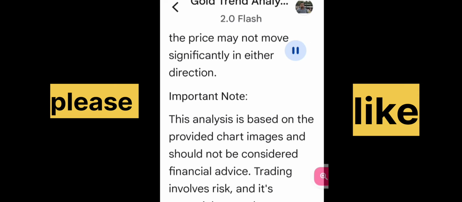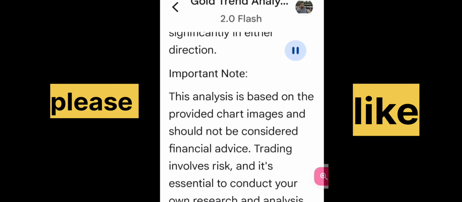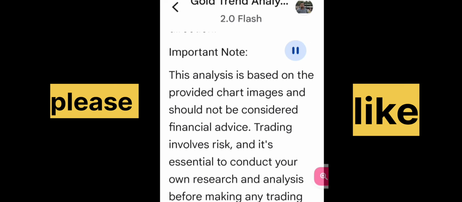Important note. This analysis is based on the provided chart images and should not be considered financial advice. Trading involves risk, and it's essential to conduct your own research and analysis before making any trading decisions.